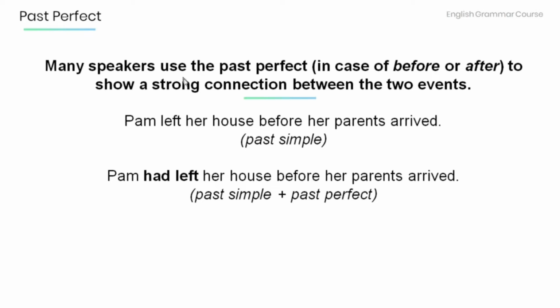Now, many speakers use the past perfect in cases of before or after to show a strong connection between the two events. Have a look at the following sentences. Pam left her house before her parents arrived. Now, this sentence is in the past simple. And in this sentence, Pam had left her house before her parents arrived. Now this is the past simple plus past perfect.